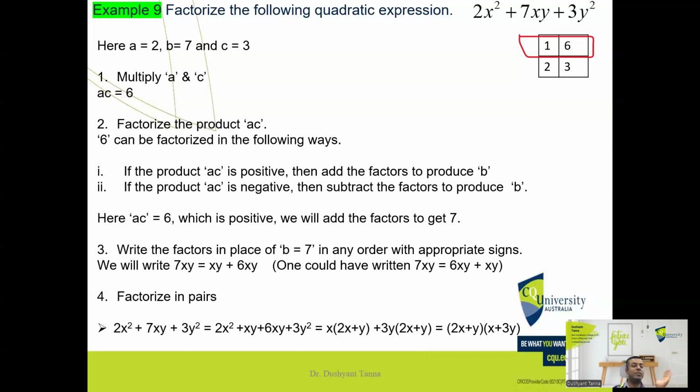2x squared plus xy, take x common. So in the bracket, it will leave 2x and y, 2x plus y. The other was 6xy and 3y squared. Take 3y common. Again, 2x plus y. Take 2x plus y outside. The other one was x plus 3y, and that's the answer.